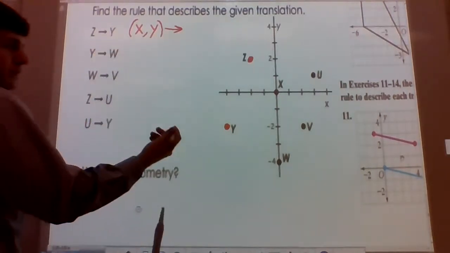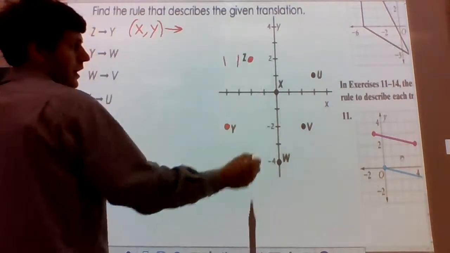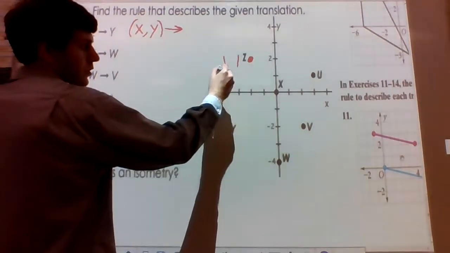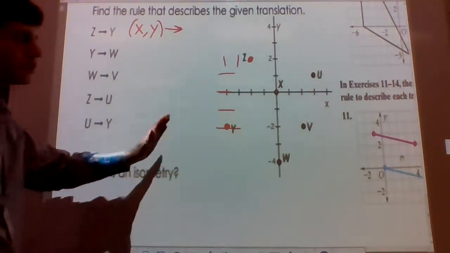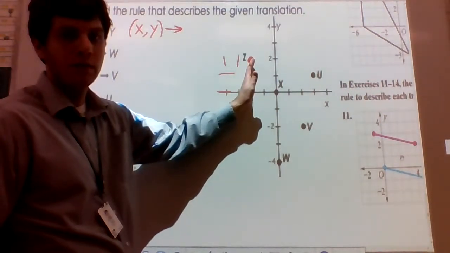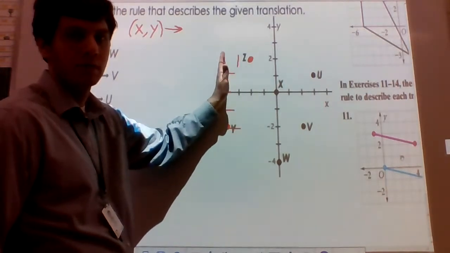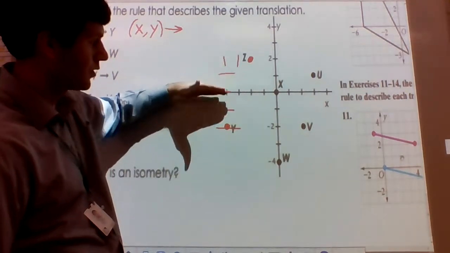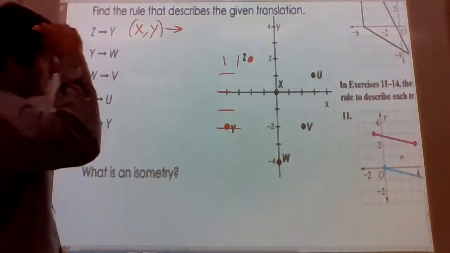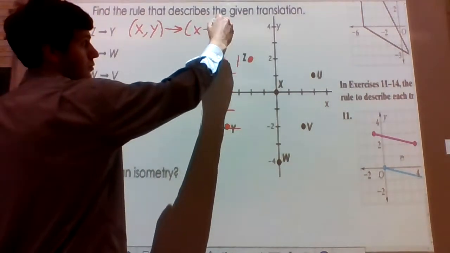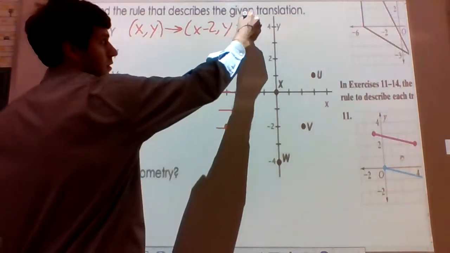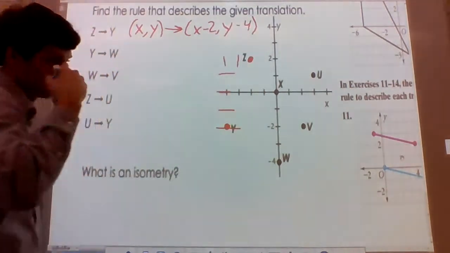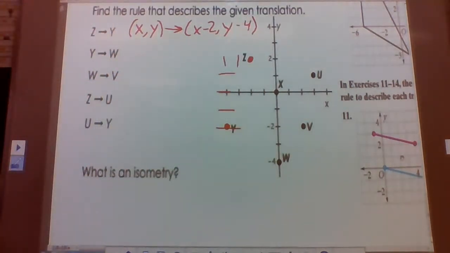So horizontally, we need to go 2 units to the left, and then we need to go 4 units down. So we need to shift point Z 2 units to the left, and then shift it down 4 units to get to Y. So that's going to be X minus 2, because we're shifting left 2, comma Y minus 4, because we're shifting down 4 units. Left 2, down 4.